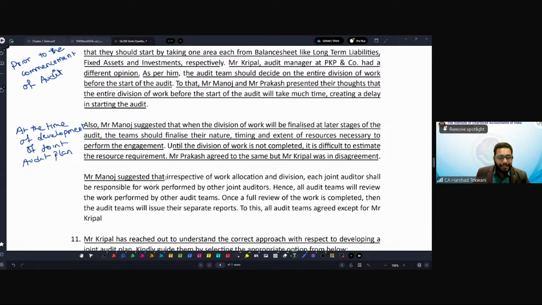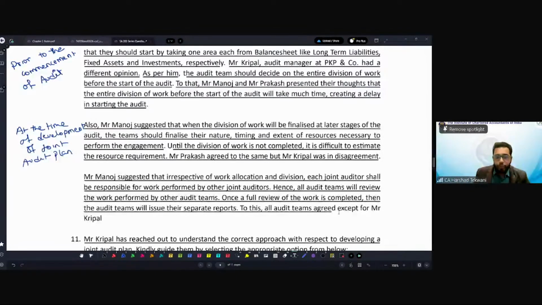Mr. Manoj suggested that irrespective of the work allocation and division, each joint auditor shall be responsible for the work performed by other joint auditors, and hence all audit teams will review the work performed by other audit teams. Once a full review of the work is completed, the audit teams will issue their separate audit reports. To this, all audit teams except Mr. Kripal agreed. Now tell me, what is the issue over here?